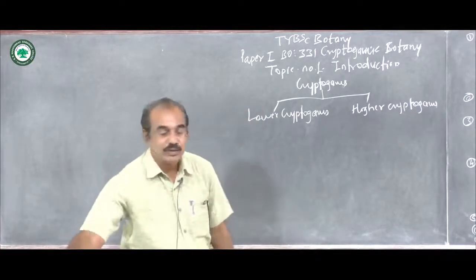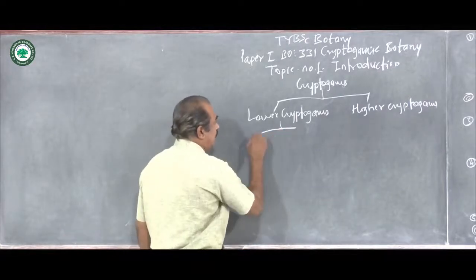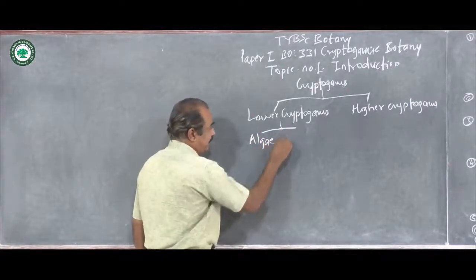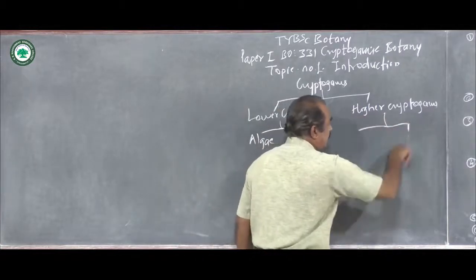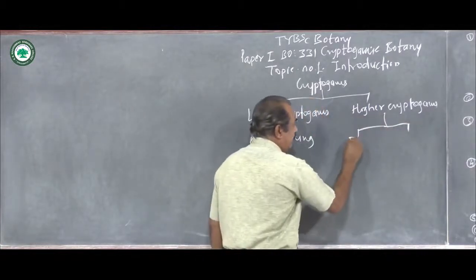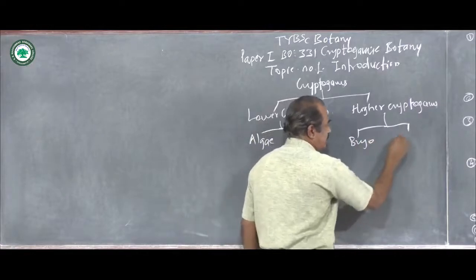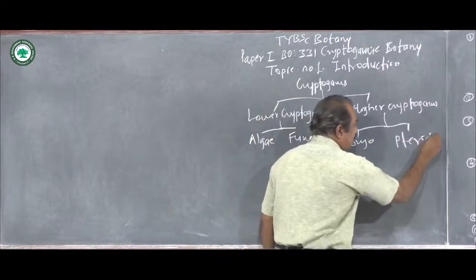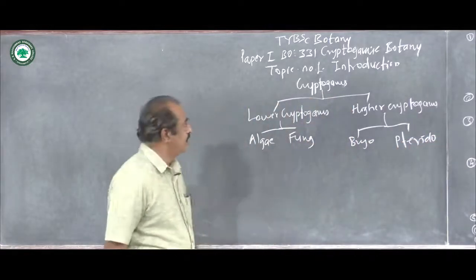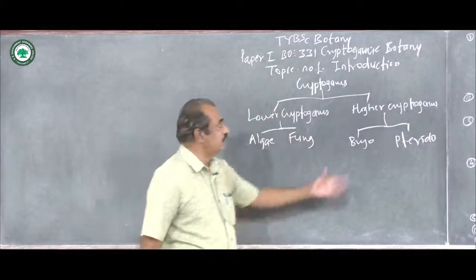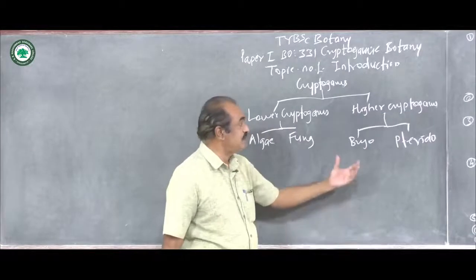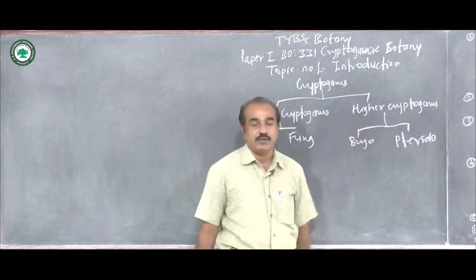cryptogams. The lower cryptogams are divided into algae and fungi, while higher cryptogams are divided into two other groups, that is bryophytes and pteridophytes. Now here, according to the classification, these lower cryptogams, that is algae and fungi, are primitive as compared to the higher cryptogams, that means as compared to the bryophytes and pteridophytes.